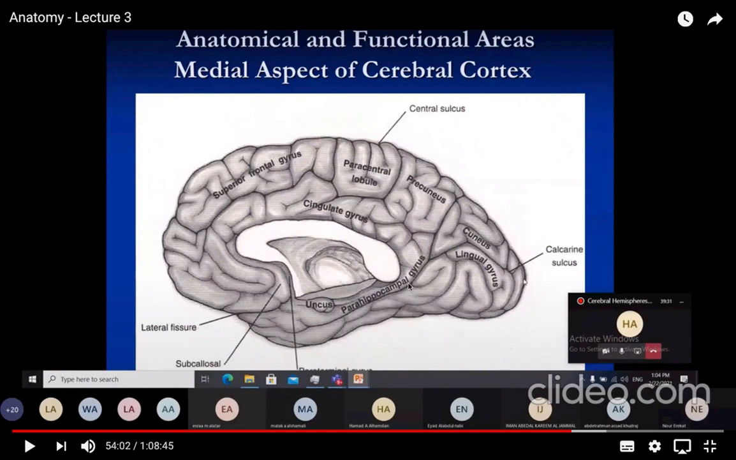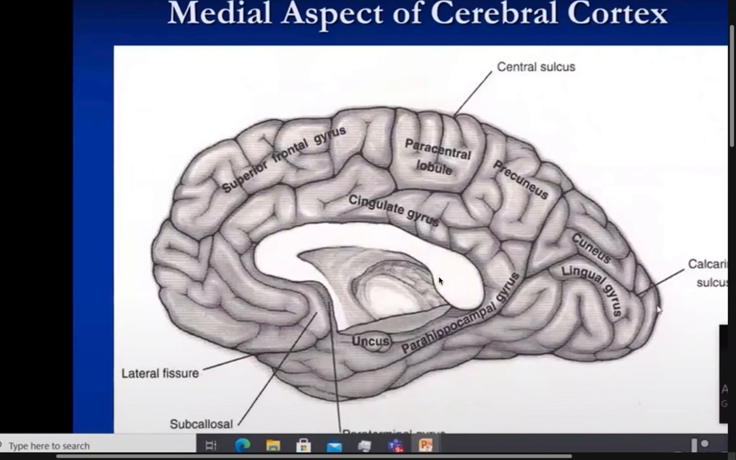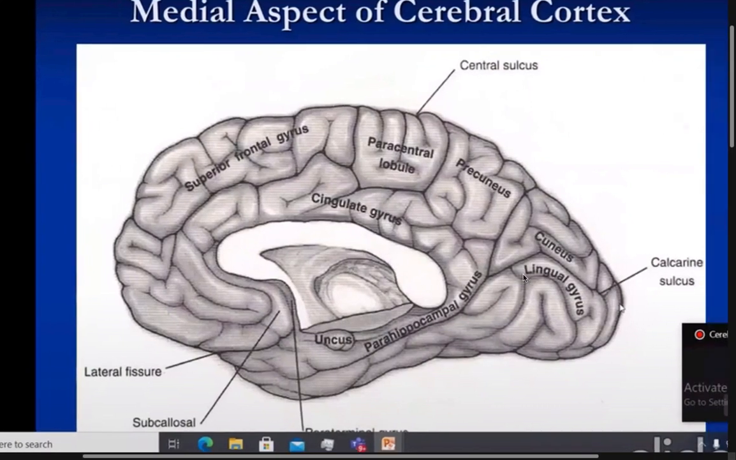في كمان شغلة الدكتورة حكتهم وما حطتهم بالهاند اوت. تمام؟ هلا this is the cuneus. This is the lingual gyrus in the occipital lobe. This is the calcarine sulcus.